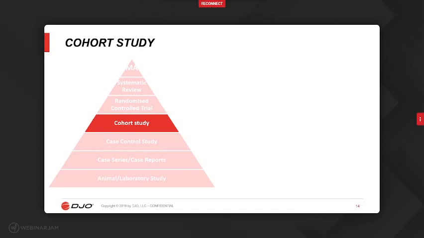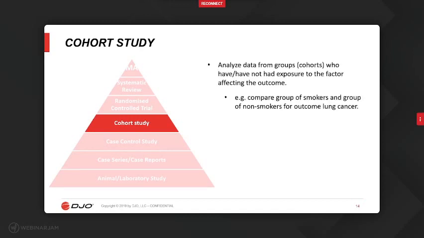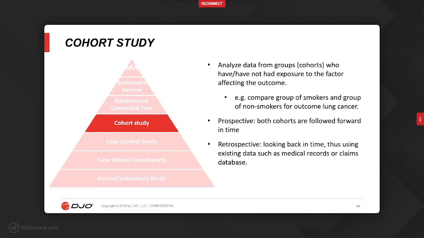So then on the next level we have the cohort studies. A cohort study analyzes data from groups or cohorts who have or have not had exposure to the factor affecting the outcome. There is a typical example of smokers versus non-smokers for the outcome lung cancer, but in our field we could, for instance, compare a group of skiers wearing a prophylactic knee ligament brace and a group not wearing a brace for the outcome knee ligament injuries. And then a cohort study can be prospective when the cohorts are followed forward in time, or retrospective when they are looking back in time, so using data from medical records or a claims database.